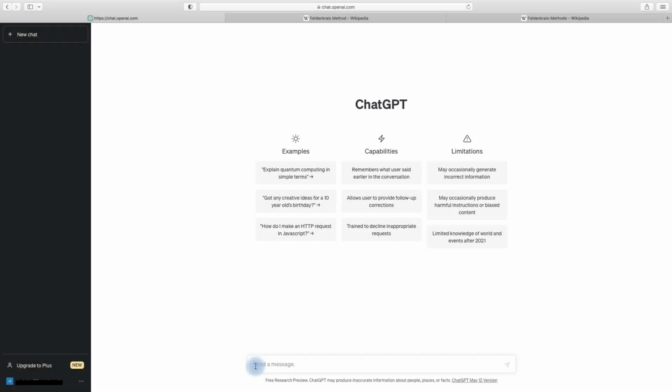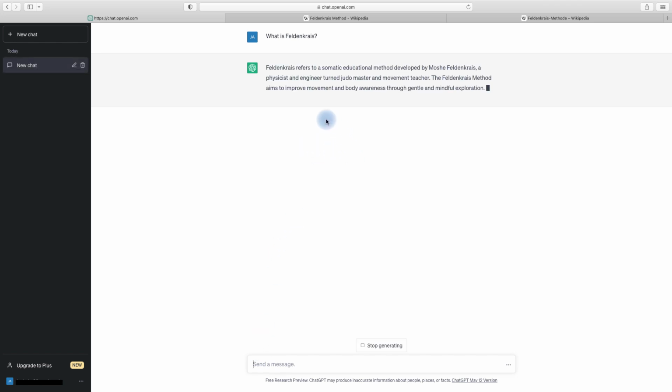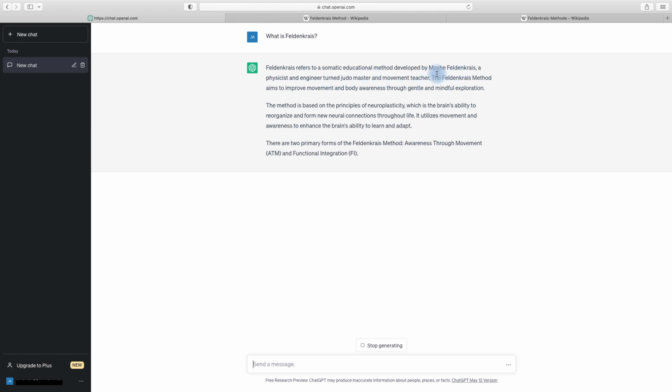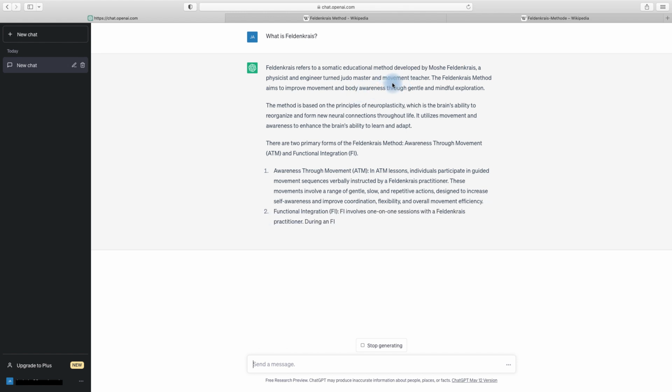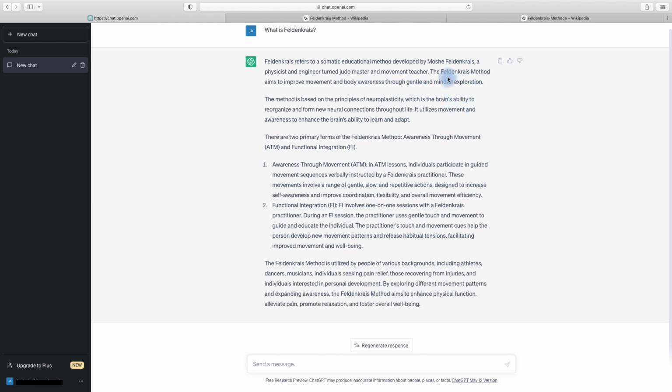So let's ask ChatGPT, what is Feldenkrais? And this is the answer we get. Feldenkrais refers to a somatic educational method developed by Moshé Feldenkrais, a physicist and engineer turned judo master and movement teacher. The Feldenkrais method aims to improve movement and body awareness through gentle and mindful exploration. So I would say that's pretty accurate, a good introduction.